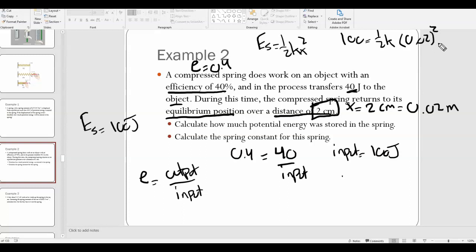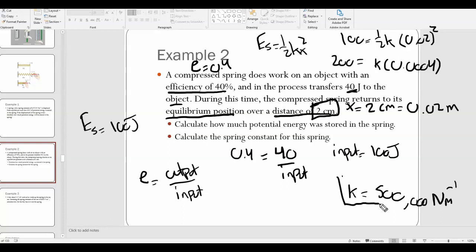I'm just going to get my calculator. I'm going to multiply both sides by 2 to get rid of the half. And then 0.02 squared, you get 0.0004. And if you divide both sides, you can get the value for k, which is, let me just plug that in, 500,000 newtons per meter. Okay, which is the answer to the question. So pause there if you need to look at that some more.